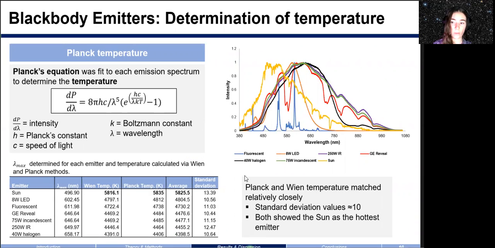Overall, the Planck and Wien temperatures matched pretty closely with standard deviation values around 10, and both models showed the same trend in temperature, with the sun having the hottest temperature. However, they both predicted values around 6,000 Kelvin for the temperature, which is pretty different from the actual core temperature of the sun, which is around 15 million Kelvin. And this is just because these emission measurements better reflect the surface temperature of the sun, which is around 6,000 Kelvin.